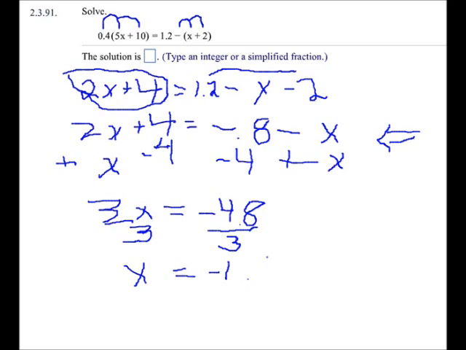Now I'm not sure if you need to type an integer or a simplified fraction. You are going to need to change this 1.6 here into a simplified fraction, and I'm going to leave that for you to do. The difficult steps, or the algebra piece, I have done for you.